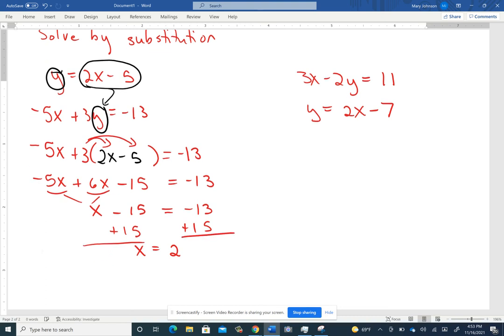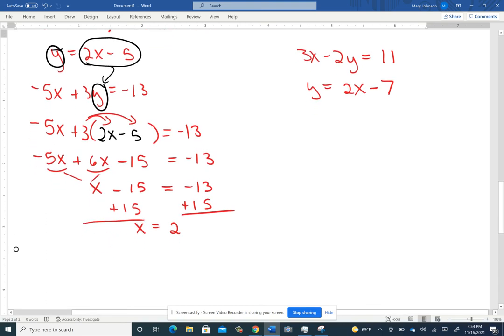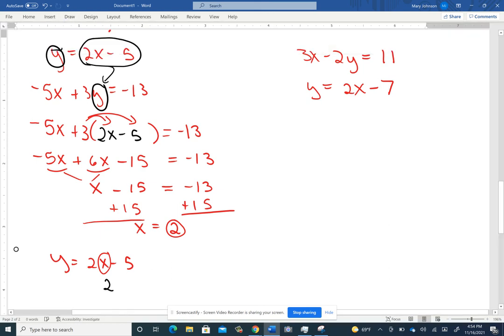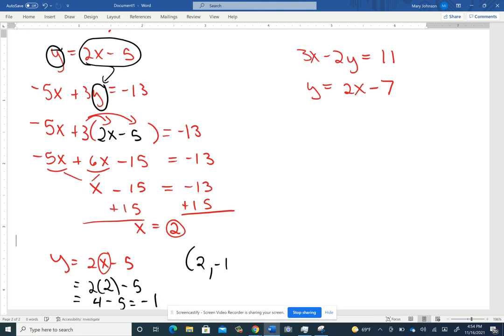Okay. Now, I'm not supposed to just get x. I'm supposed to also get y. So I'm going to go back, and I'm going to take that equation that had the y by itself, and right there where x is, I'm going to put a 2, because x and 2 are the same. So I'm going to do 2 times 2, take away 5. So that would be 4 minus 5. That would be negative 1. So x was 2 and y was negative 1.